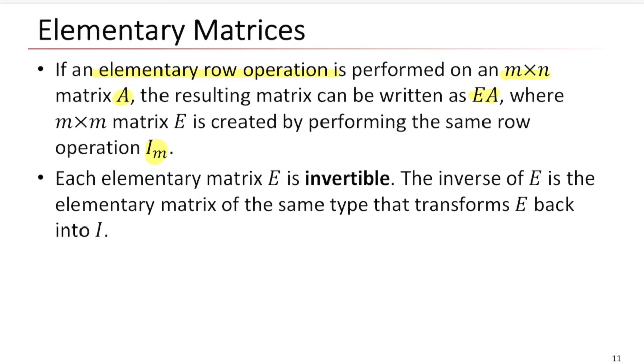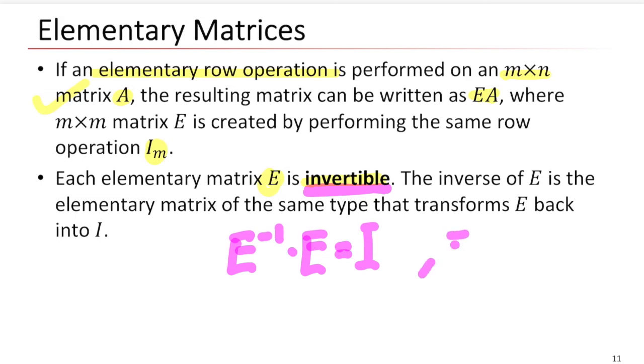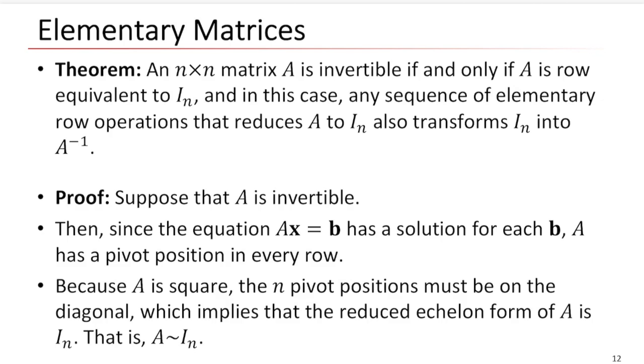Okay, so what does it mean? Okay, let's see the detail here. And then the elementary matrix E is invertible. This is a very important concept because it means that the inverse of the elementary matrix will satisfy this one and this one. Okay, this is the property of the elementary matrix. Let's see this theorem before understanding this one.